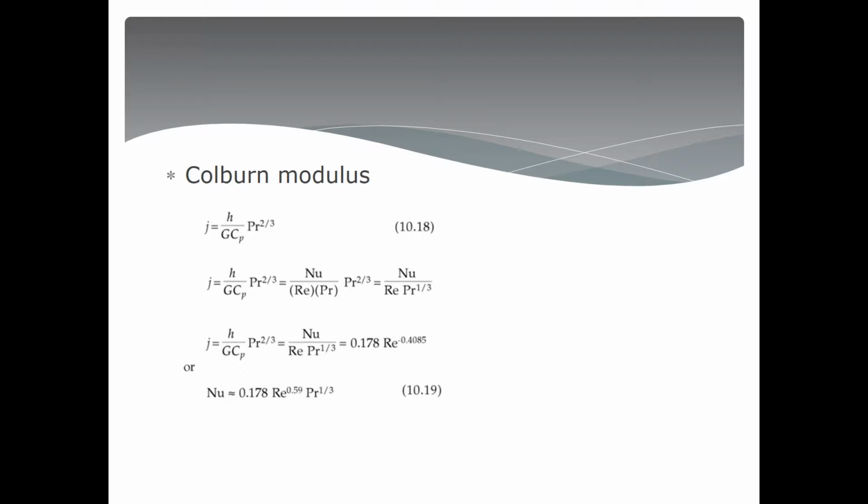In order to define Nusselt's number, we first have to begin with the Colburn modulus, which is defined as the heat transfer coefficient times Prandtl's number to the 2/3 power divided by the mass flux, defined as density times velocity and heat capacity. Once we derive that, Nusselt's number is approximately 0.178 times the Reynolds number to the 0.59 power times Prandtl's number to the 1/3 power, which is equation 10.19.